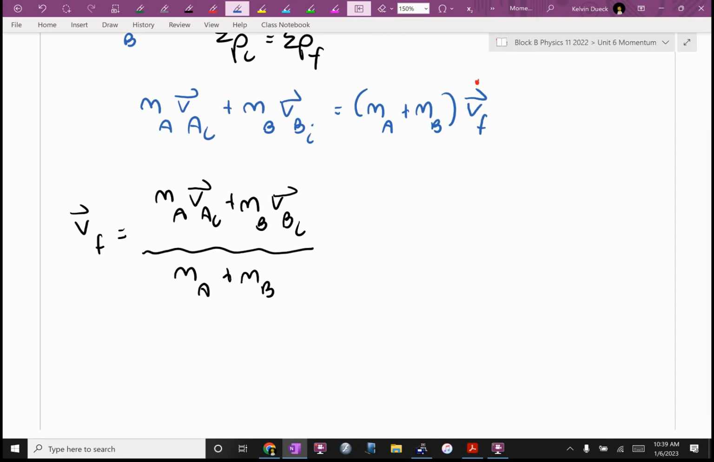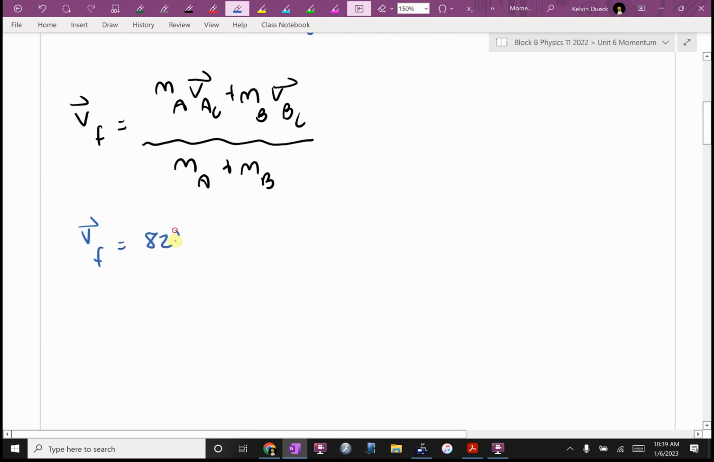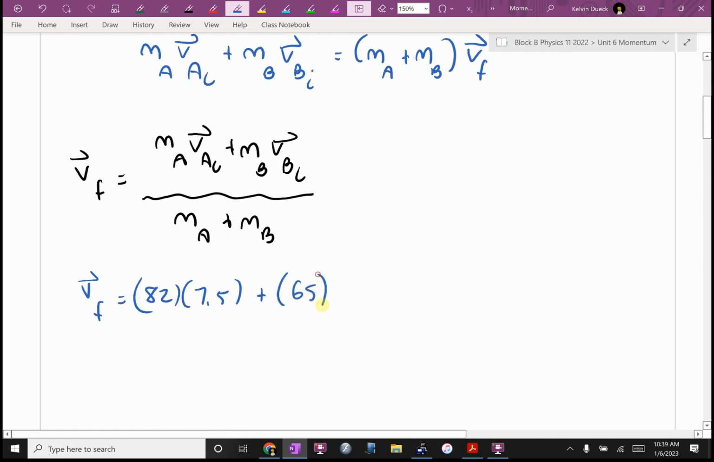Now I need to plug in numbers. VF is going to be, what was mass A? It's going to be 82 and 7.5. Mass B, 65. And negative 8.1. This was a tricky question because I didn't have a good gut instinct at who's going to win this collision. Heavier person running slower, lighter person running faster. The difference in mass is a bit bigger than the difference in speed, so I suspect person A is going to win. I think we're going to get a positive north answer.